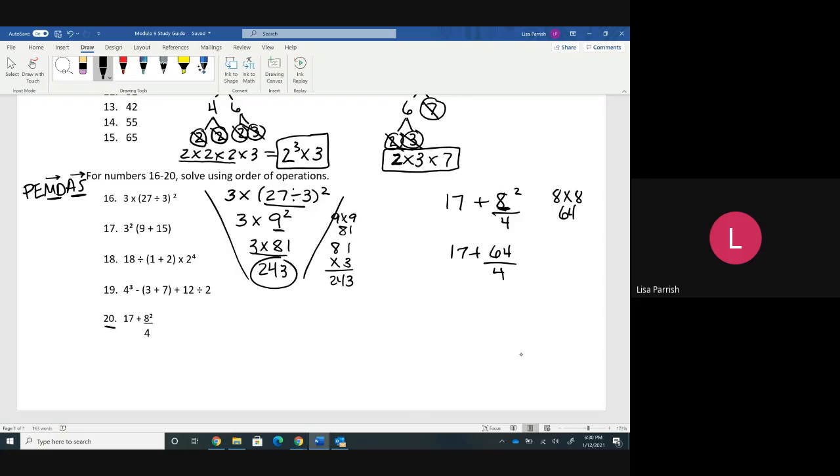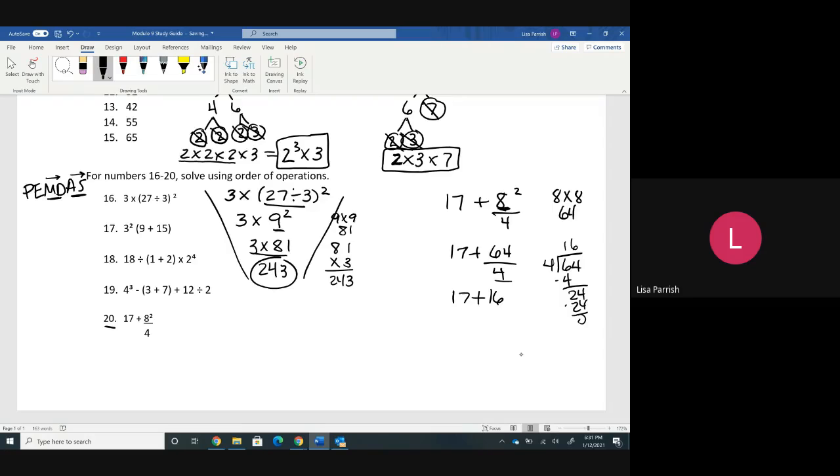You're not going to add the 17 and the 64. Okay, remember you don't ever do addition before multiplication and division. You do multiplication and division first. So when you see it like this, that looks like a fraction, an improper fraction, you are dividing. So 4 into 64 goes 16 times. So this becomes 17 plus 16. Okay, my 64 divided by 4 is 16.